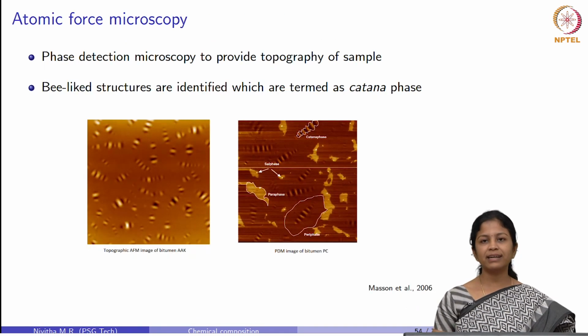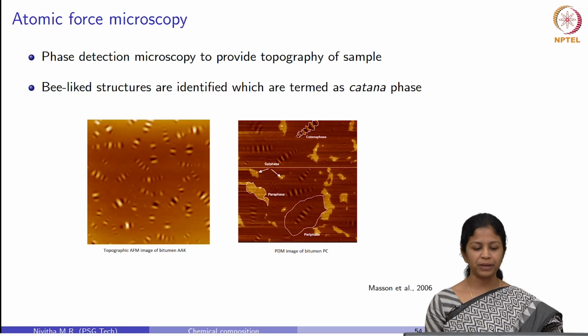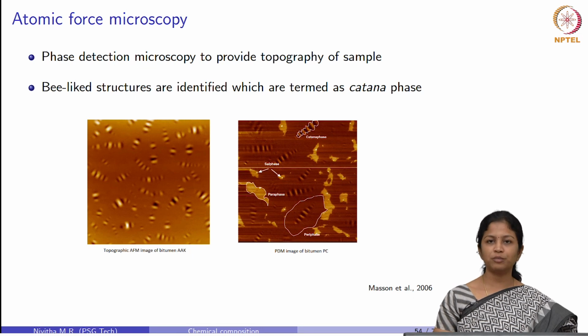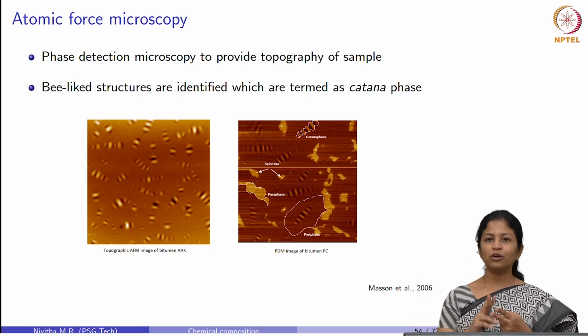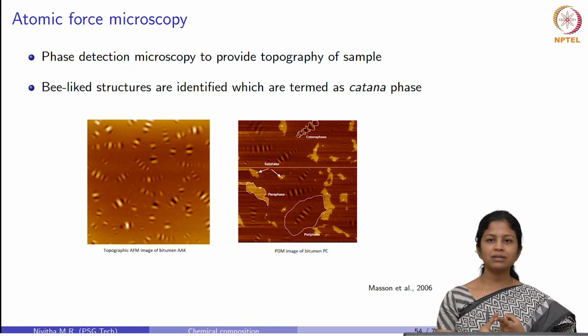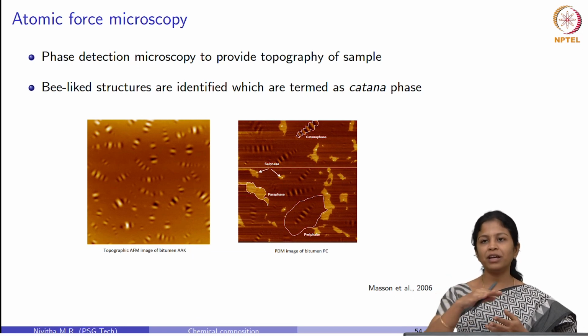And the third technique is atomic force microscopy. This atomic force microscopy is again another advanced technique which provides us two pieces of information. The first one is morphology related information. It also provides information about the elasticity of the constituents which are present on the surface.